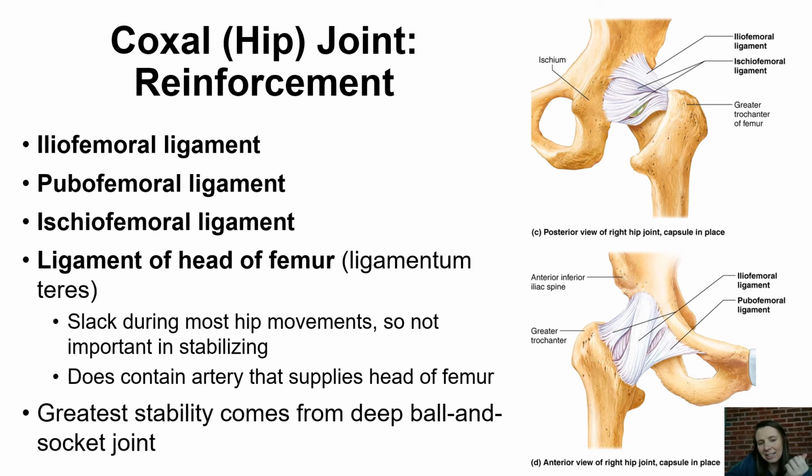But there is slack in this ligament during most movements, so it's not ultra important for movement stabilization. It's mostly for attachment purposes. You don't want the head of your femur to slip too far away from the cup-shaped section of the hip bone, excuse me. However, there is an artery located in the same exact place as the ligamentum teres, which supplies the head of the femur with blood and nutrients. So in terms of the hip joint, most of our stability comes from that deep ball and socket joint, from the physical structural anatomy of the two bones when they sit together.